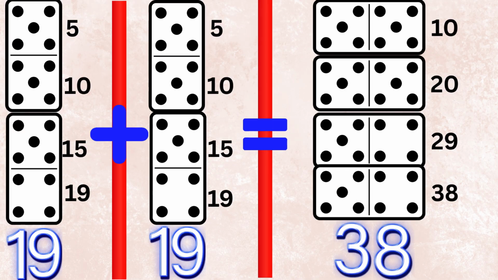Let's check your answer. When we add the dots in the first row, 5, 10, 15, 19 dots, plus 5, 10, 15, 19 dots in the second row, we get a total combined sum of 10, 20, 29, 38 dots. So now we know that 19 plus 19 equals 38 dots in all.